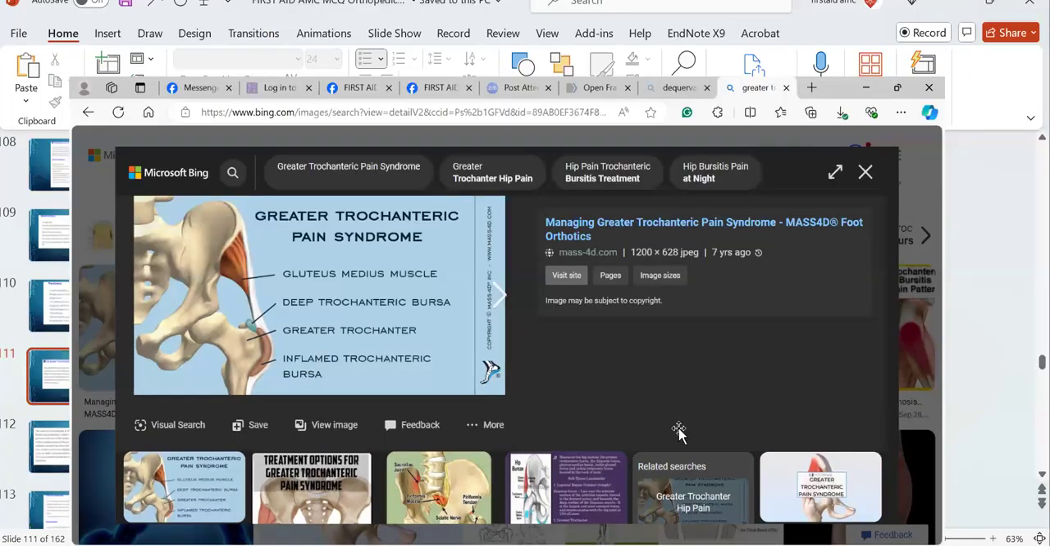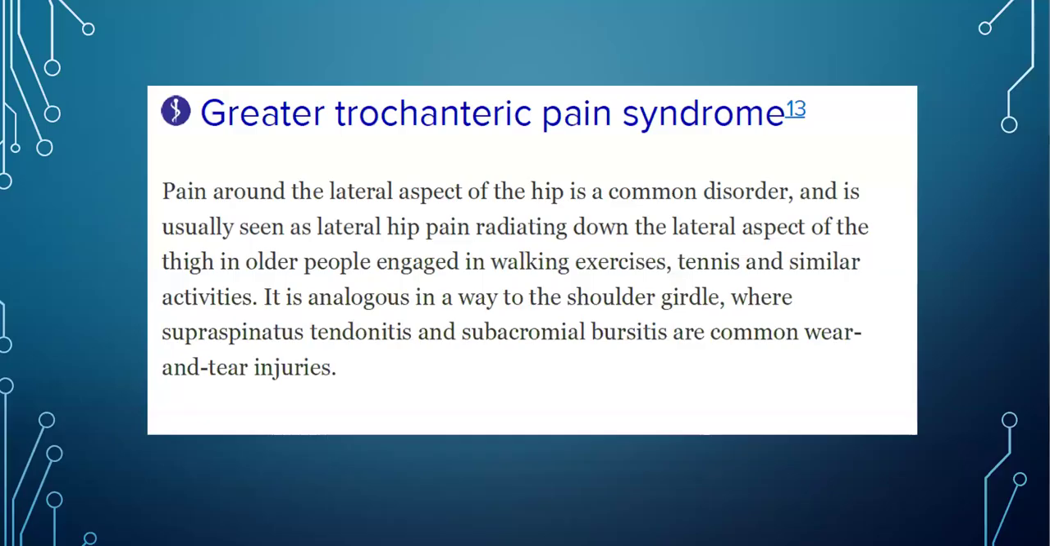Okay. So the pain will be on the lateral aspect of the hip, and the patient will say that whenever they lie on that side at night, it causes a lot of pain. Okay. So it's a lateral hip pain. Sometimes it can even radiate down to the lateral aspect of the thigh.